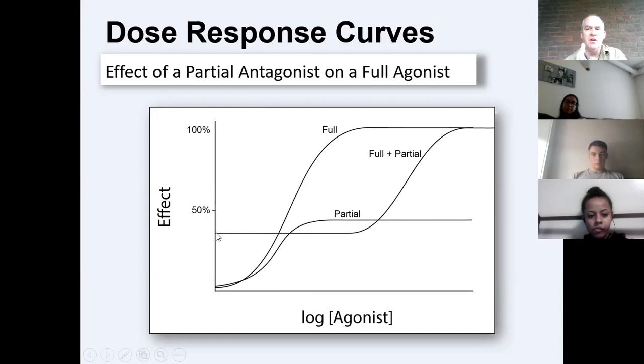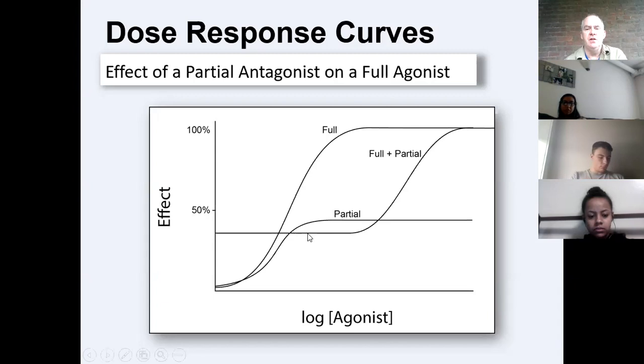Now we start adding higher and higher concentrations of full agonist. And what we see is we don't see it following the full agonist curve, because in this whole area here, the full and the partial are competing with each other. And the partial is higher affinity and there's more of it, so the partial agonist is winning. The full isn't occupying any receptors, so you still have the same effect.